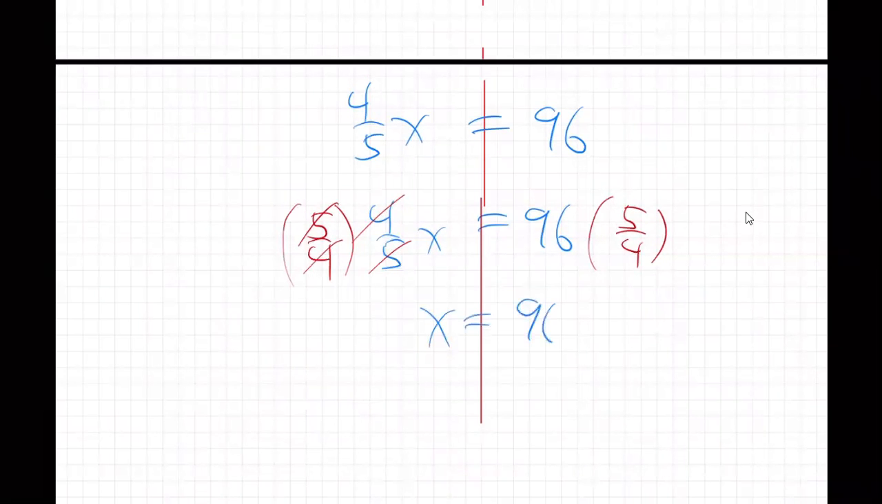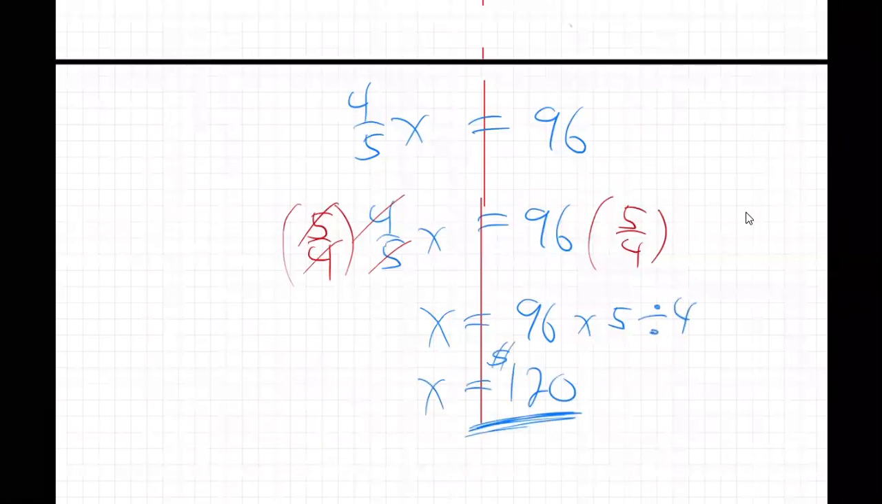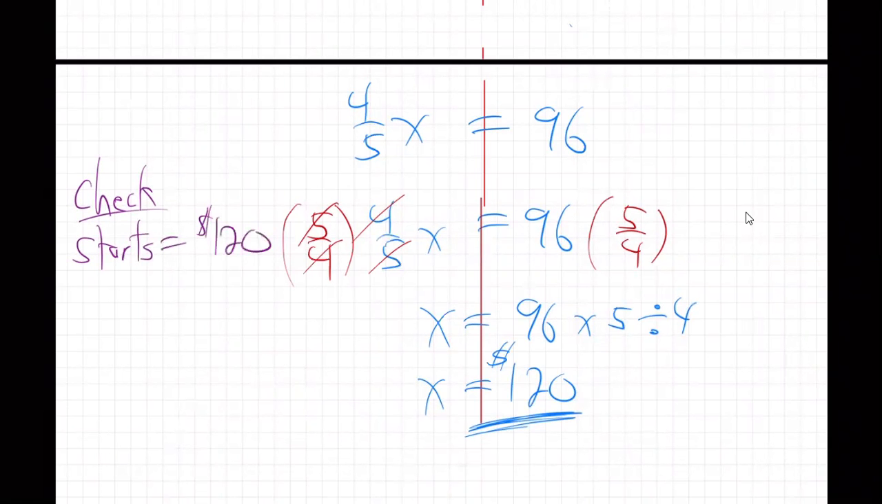X equals, use your calculator, take 96 times 5 divided by 4, and you'll get 120. So Emma must have started with $120. We can check it. It's really not that bad to check it. So to check it, I'll just do it over here real quick. How do we check it? So we're saying she starts with $120.